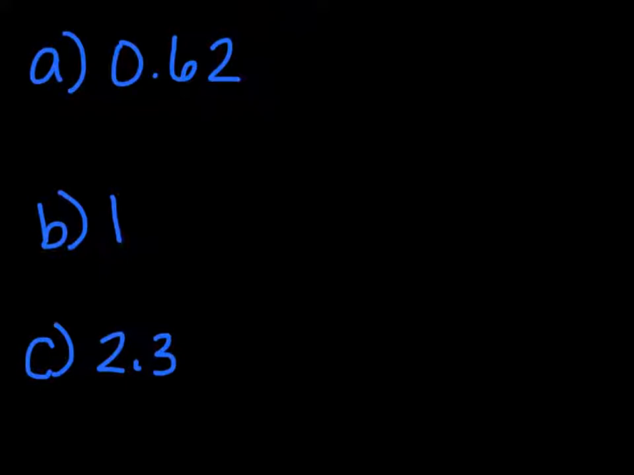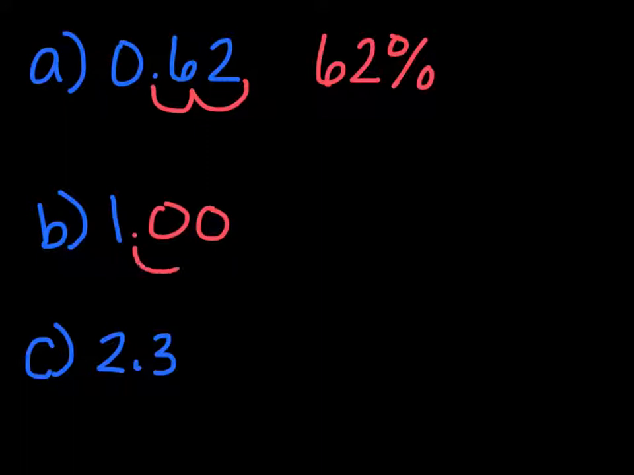Let's write 62 hundredths as a percent. We'll move the decimal point 2 places to the right, rewrite our number, and add the percent sign. 62 hundredths is the same as 62%. 1: we'll move our decimal point 2 places to the right, giving us 100, and add the percent sign. 1 is the same as 100%.